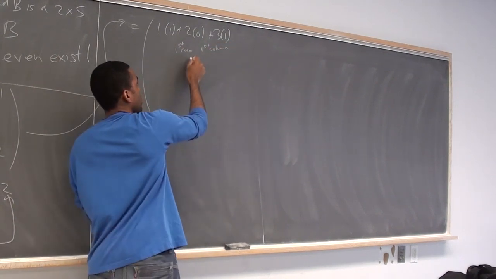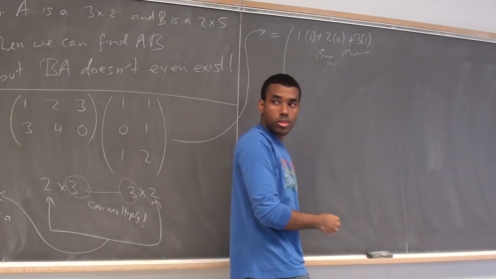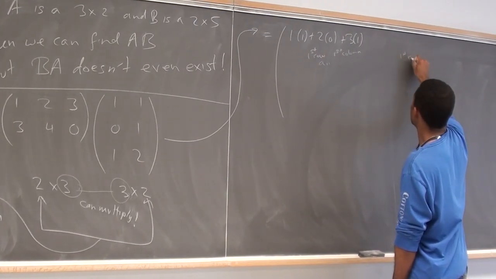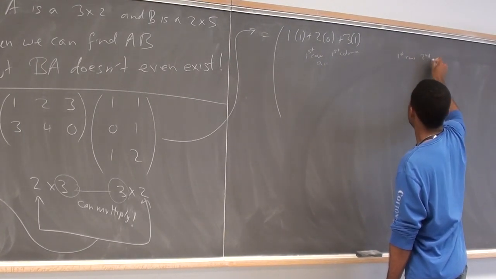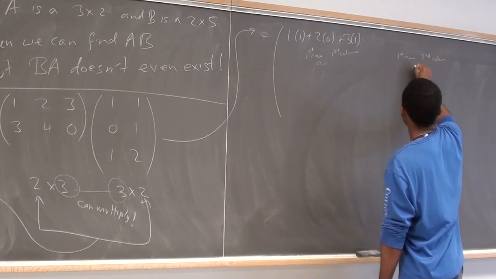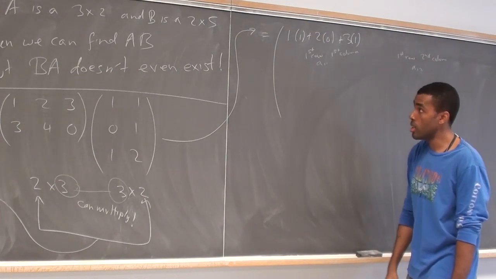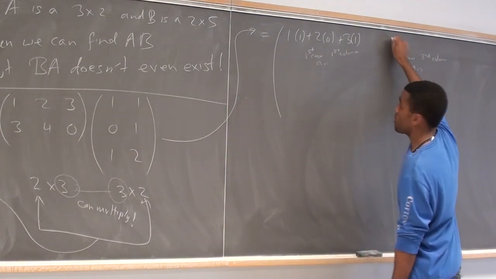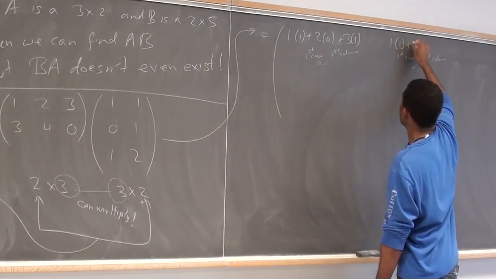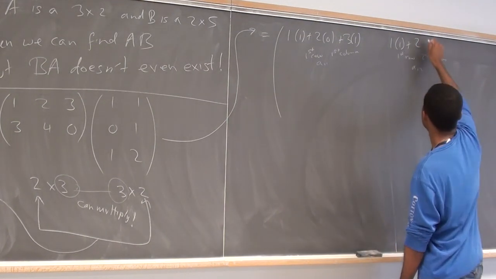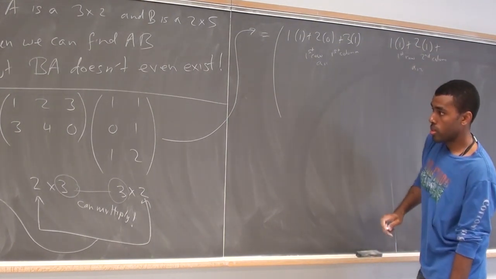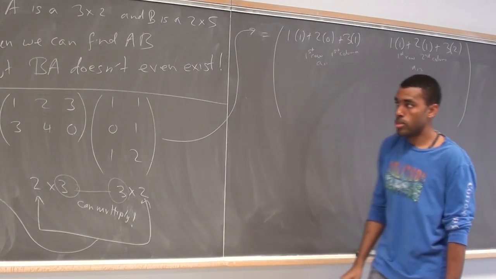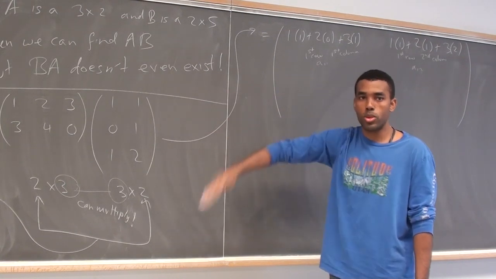Notice that this gives the A11 term. Now if I take the first row times the second column, that's going to give me the A12 element. So it's going to be 1 times 1 plus 2 times 1 plus 3 times 2. And then we stop. We ran out of columns, so we have to move to another row now.